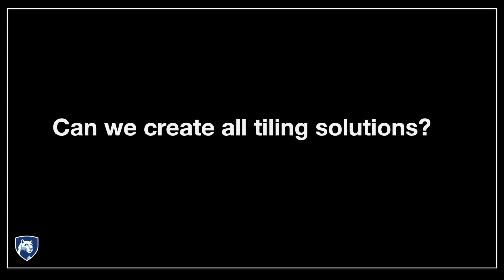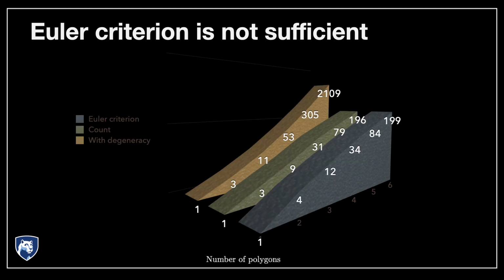Now, can we create all the tiling solutions? The answer is yes, and I will probably provide another screencast about that, but just let me give you a little bit of hints of what we've done here. So we've demonstrated this. There are 3 graphs here. The one in gray-blue is the Euler's condition. The next one is the possibilities. So the greenish one is the possibilities. You see the number 3 there corresponds to the fact that the 5, 7 is not possible.